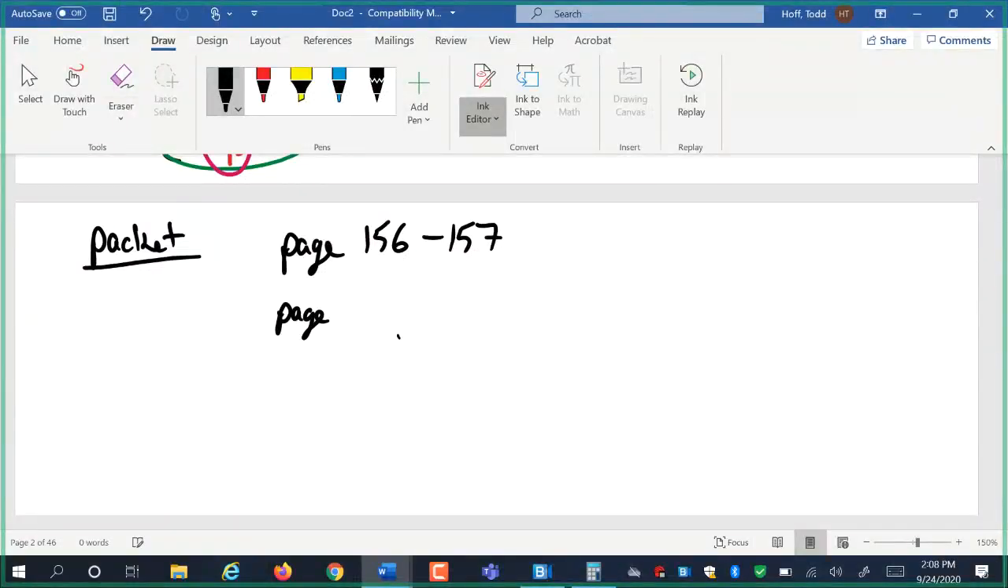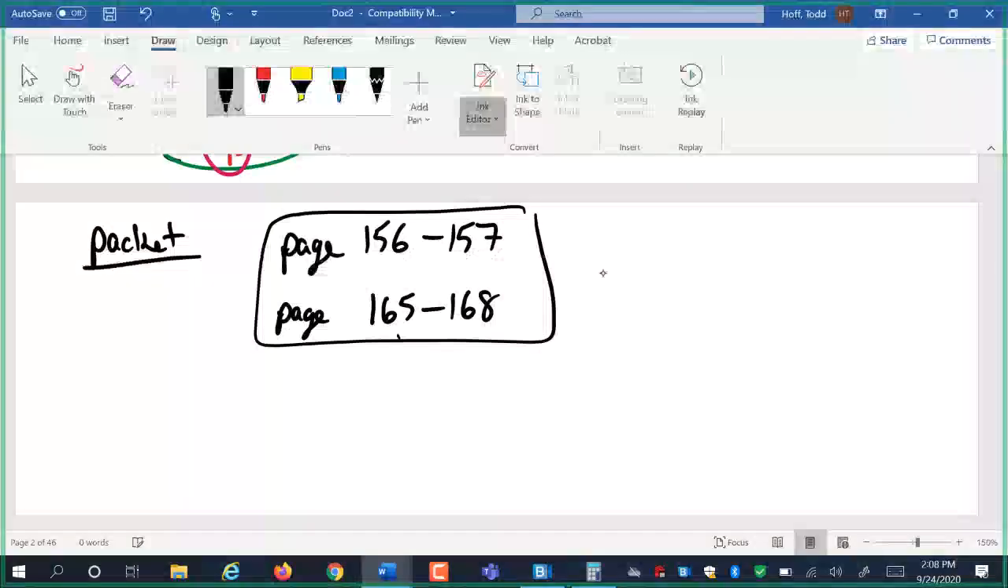And then page 165 to 168 deals with pieces of the circle. Again, it's the gray boxes that have the problems in them and only do the odds.